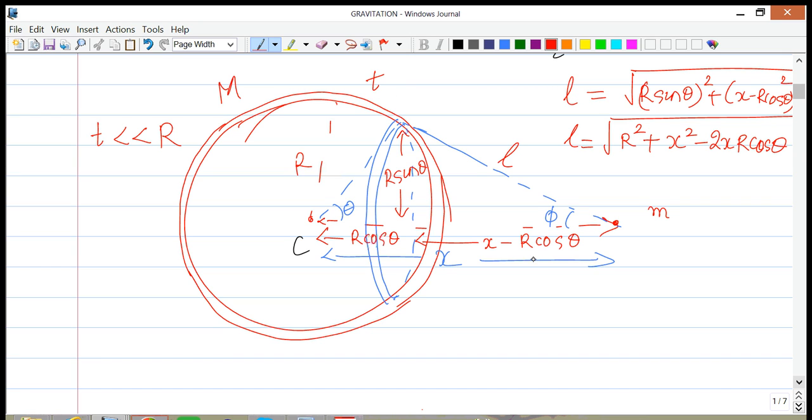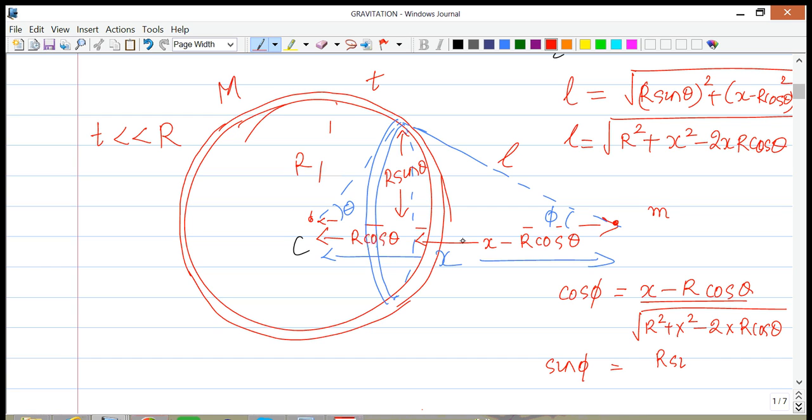Now, what we also need to know is what cosine phi and sine phi are in terms of theta, and before we move on to the calculation, let's also figure that out. Cosine of phi is going to be equal to x minus r cosine theta divided by L, which is the square root of r squared plus x squared minus 2xr cosine theta. And we know sine of phi is equal to r sine theta divided by the same radical. So we have all the components here.